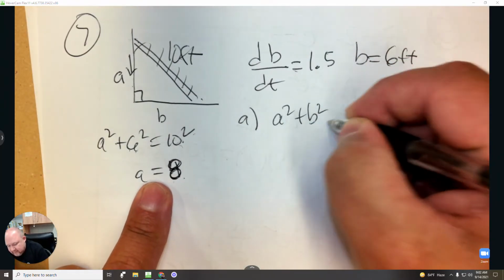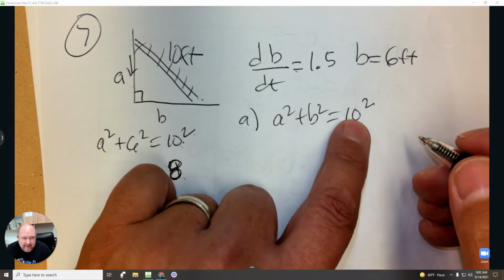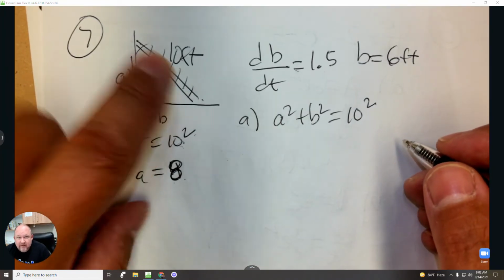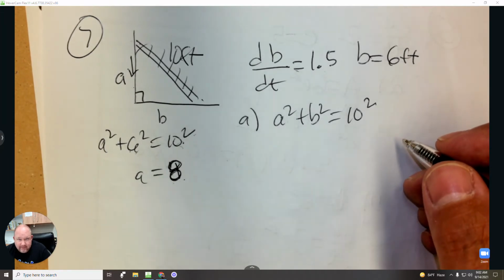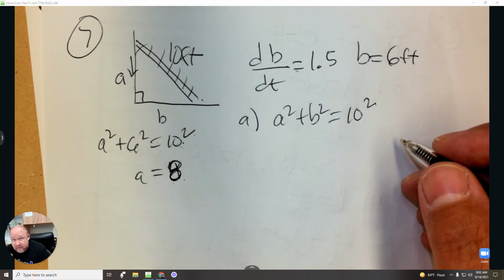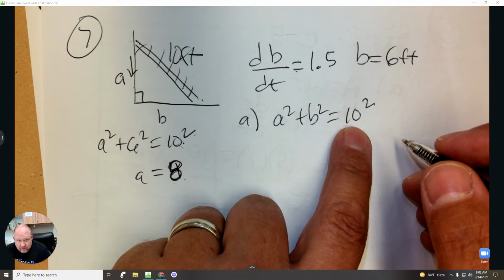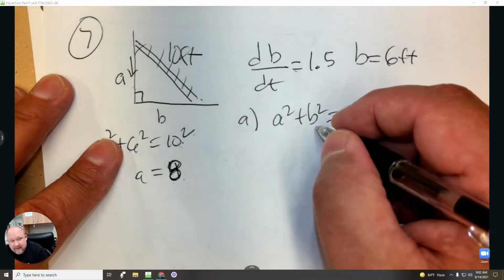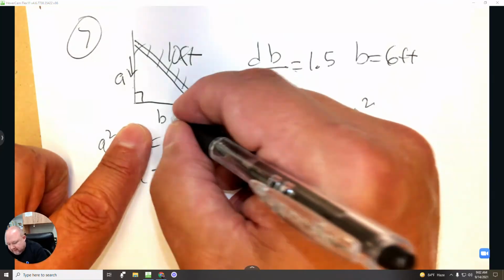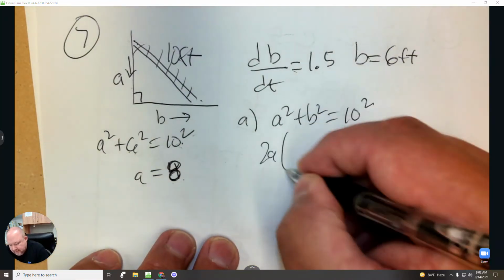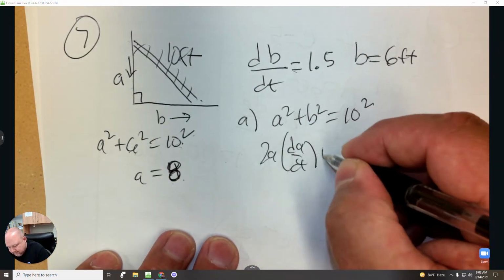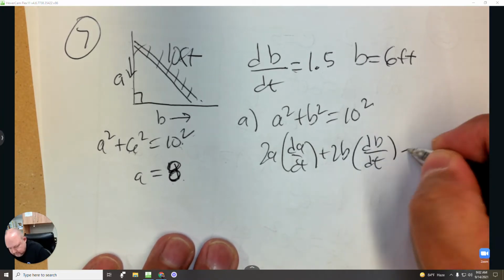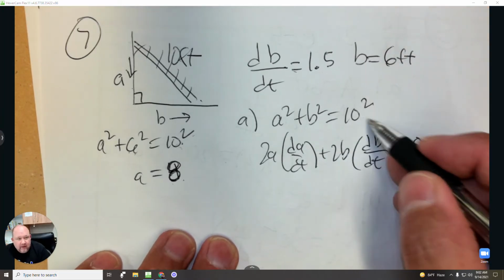Now, in this case, I can put 10 in immediately before I take the derivative, because the length of the ladder stays the same over time. It never changes. So something that's constant, you put in first, before the derivative. Then you take the derivative. A and B, those lengths are changing over time, so you take the derivative with respect to time. The derivative of any constant is 0.